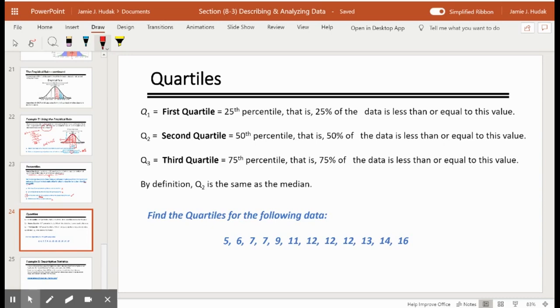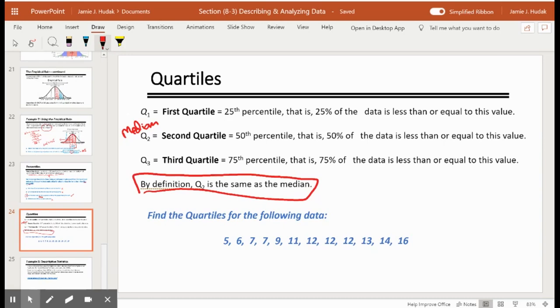The next topic is called quartiles. Q1 stands for the first quartile, and that means that 25% of the data is less than or equal to that value. Q2 is the second quartile, and that means that 50% of the data is less than or equal to that. We have a note down here that Q2 is the same as the median. These are equivalent. Q3, the third quartile, means that 75% of the data is less than or equal to this value.